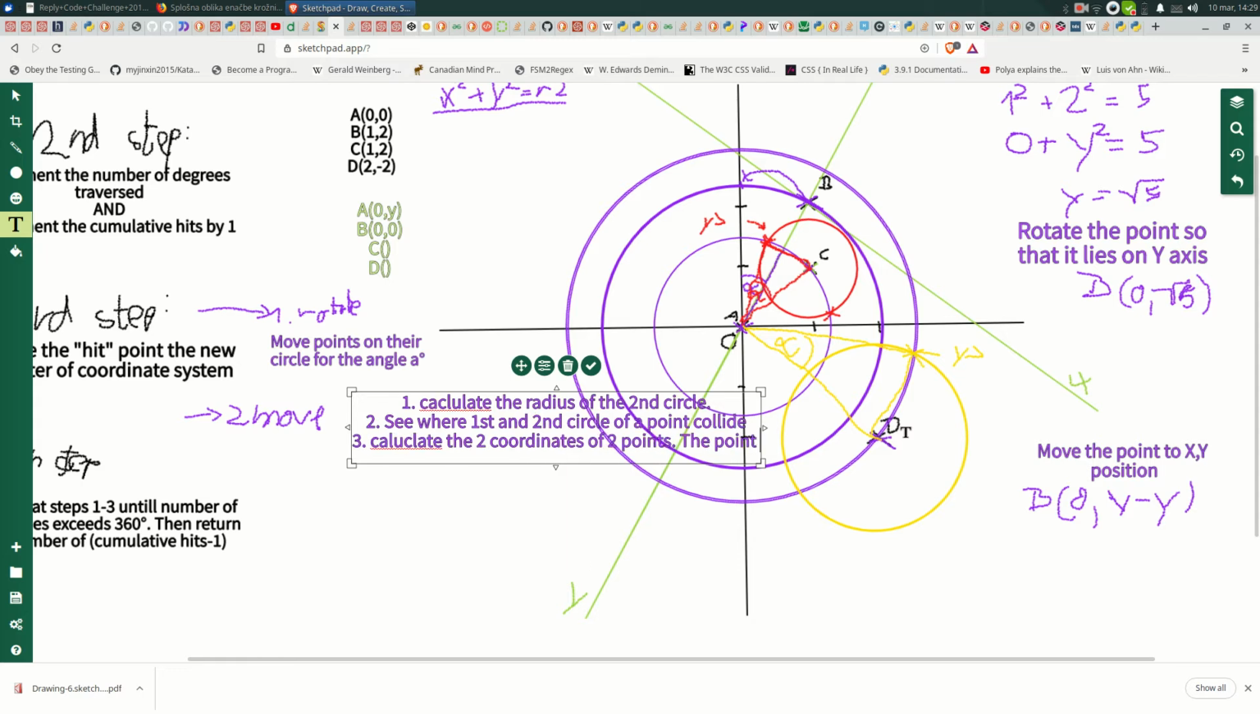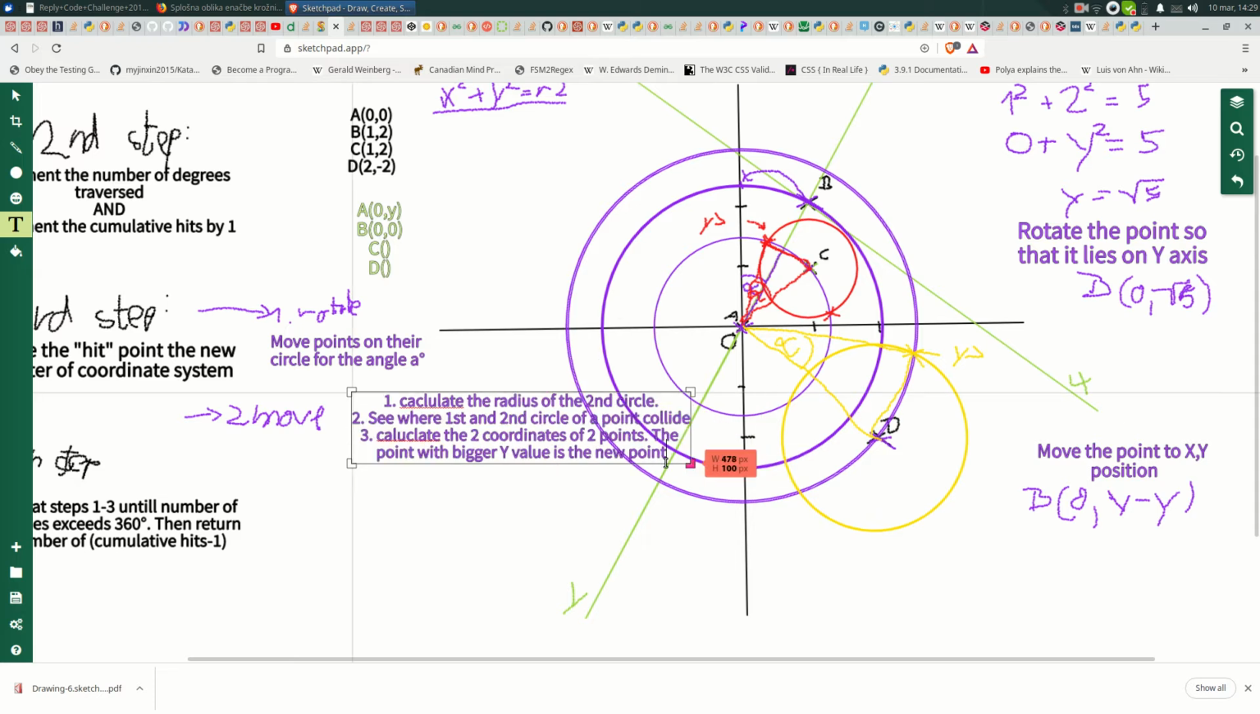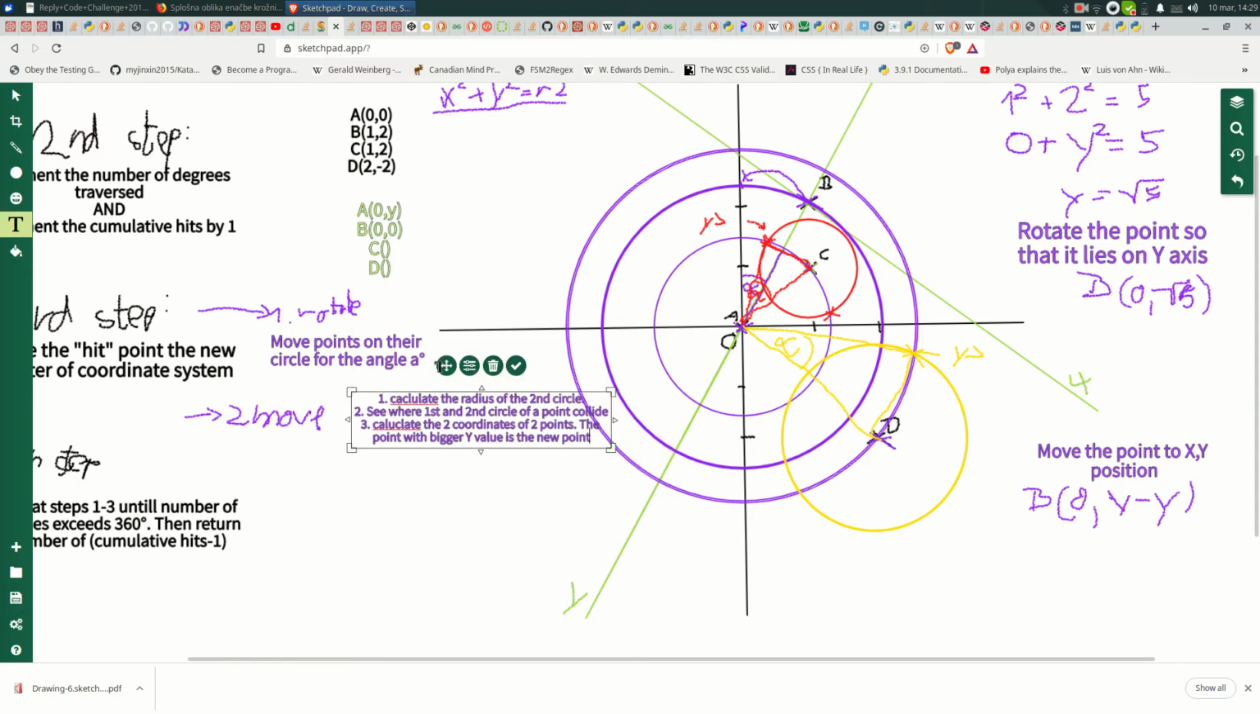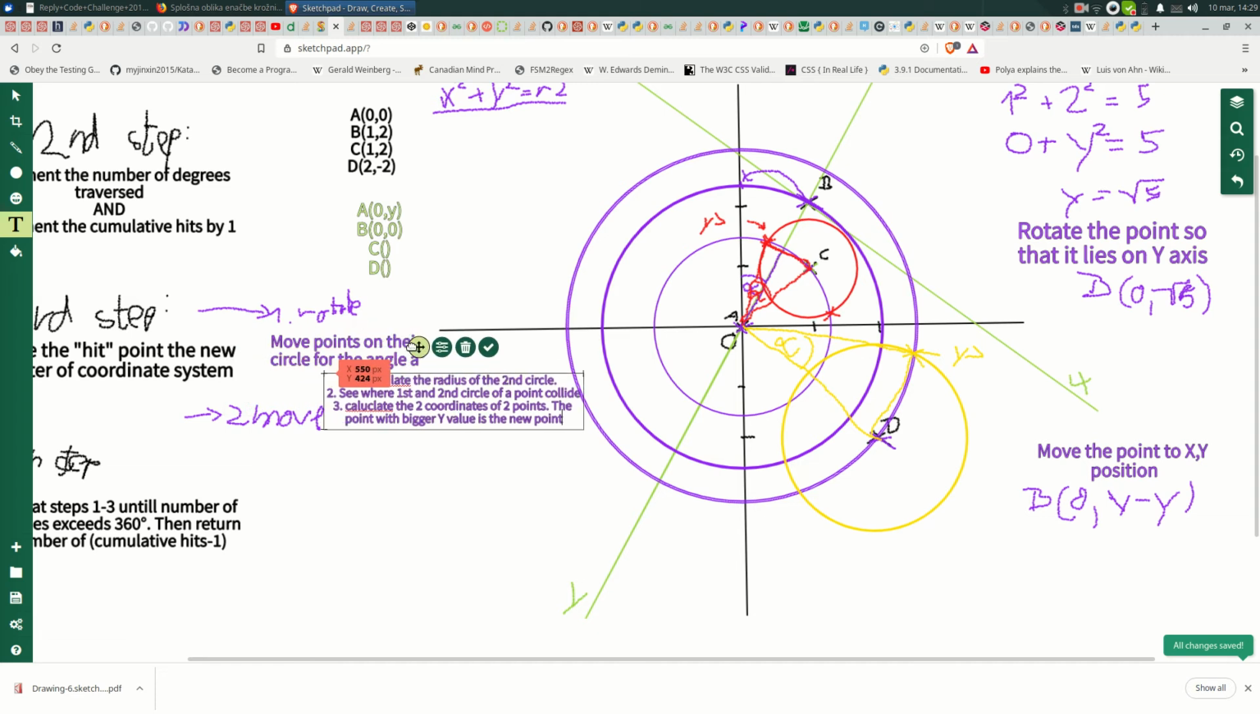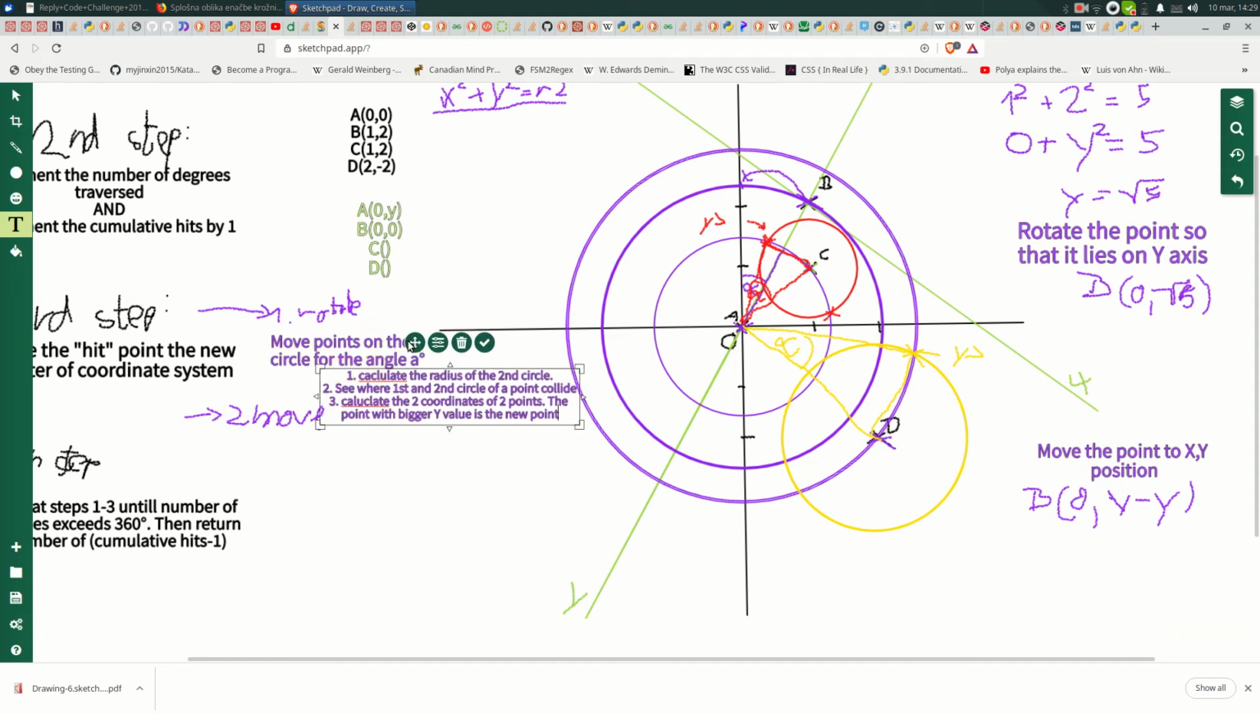The point with the bigger y value is the new point. Nice one. That's a really nice one. Is the new point.